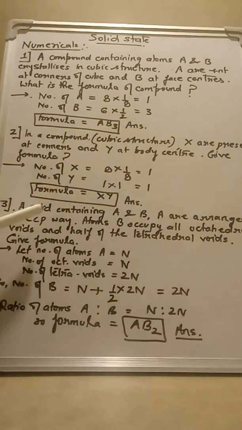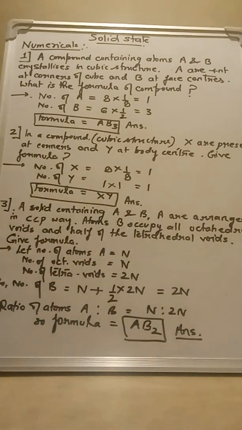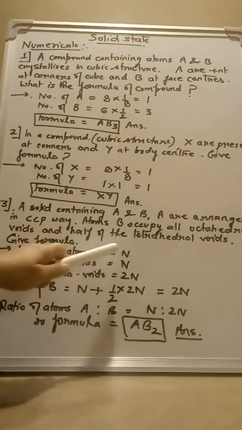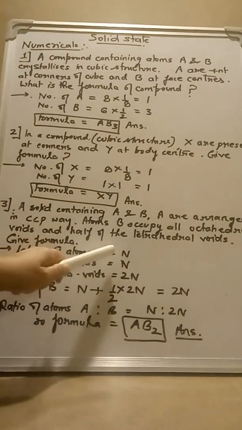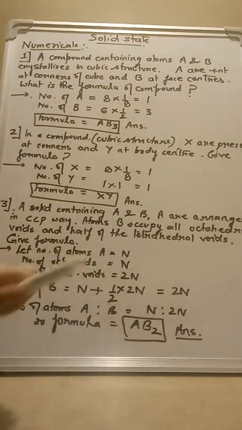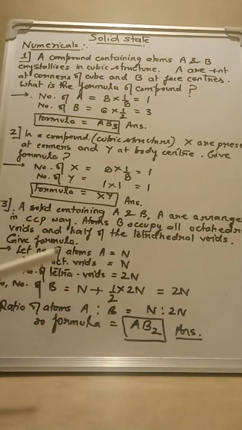So what are they saying? A are arranged in CCP way. So let the number of atoms A be n. Now you know, as many as are the number of spheres, that is the anions in the compound, that many are the number of octahedral voids, and twice that number is the number of tetrahedral voids. This we have already studied in the voids part of the chapter. So since atoms A are n, octahedral voids are equal to the number of spheres, that is n, and tetrahedral voids are twice the spheres, that is 2n. This we already know.